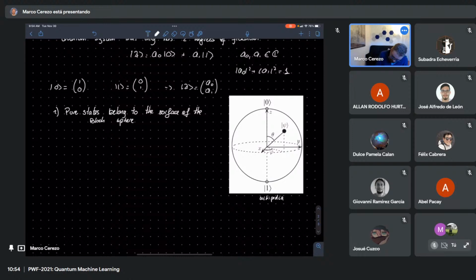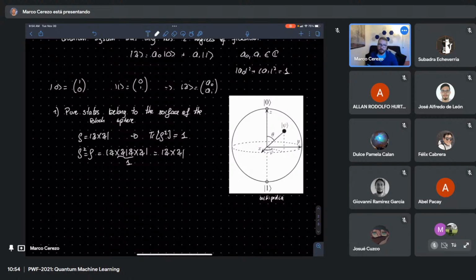Let me recall that if I define my density matrix as rho equals |psi><psi| for this pure state, we know that our state is pure if the trace of rho squared is equal to 1, or if rho squared is equal to rho, which we can easily verify here because we have |psi><psi| times |psi><psi|. Since <psi|psi> is equal to 1, we get |psi><psi| again. So our quantum state is pure because the state is a projector.